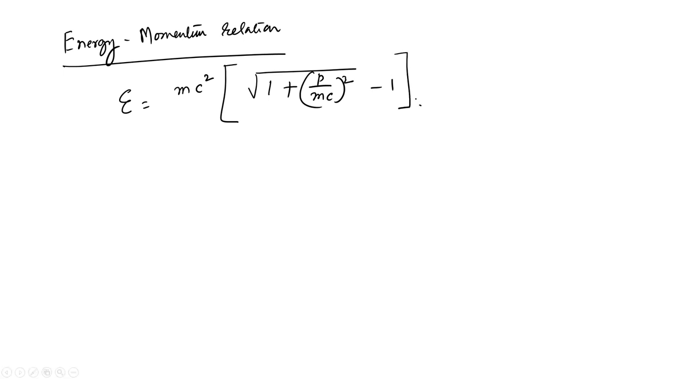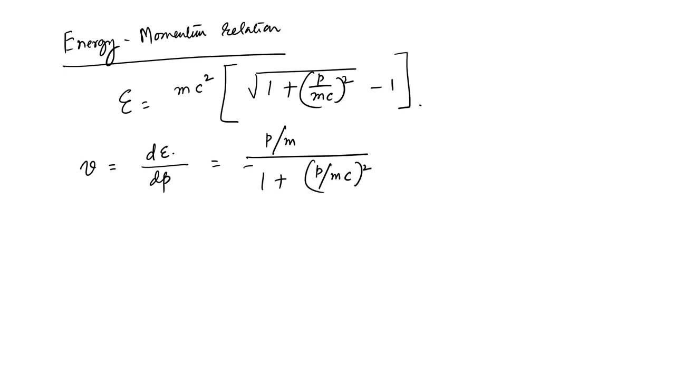Okay, so that is the energy momentum relation, and then the velocity of the particle can be written as dE/dp. So, this is the group velocity, and it is (p/m) divided by [1 plus (p/mc)²] to the power half, and that is the velocity. If you put in everything, you will get values which are relativistic velocities.